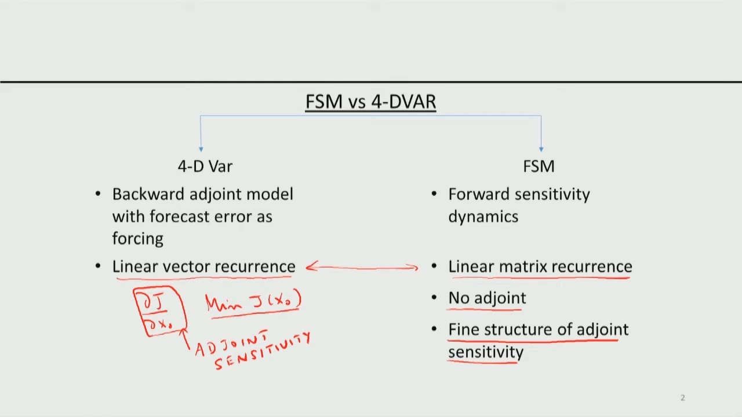As opposed to forward sensitivities UK and VK. So what is the fine structure of that adjoint sensitivity? We should be able to express that adjoint sensitivity using UK and VK and forecast errors. It is this ability to express the adjoint sensitivity as a function of the product of forward sensitivities and the forecast error that relates to the fine structure of the adjoint sensitivity. And this has lots of advantages that we will talk about in a minute.